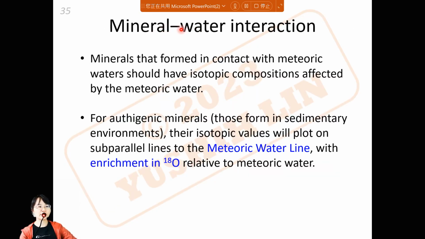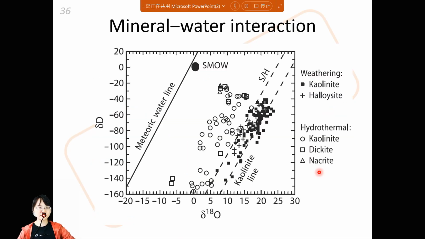And we want to talk about mineral-water interaction. Now we focus on water. So we want to know how this mineral-water interaction would affect its isotopic value. Minerals that formed in contact with meteoric water should have isotopic composition affected by meteoric water. For authigenic minerals, that means those formed in sedimentary environments, their isotopic value will plot on subparallel lines to the meteoric water line with enrichment in 18O relative to meteoric water. So that means this.